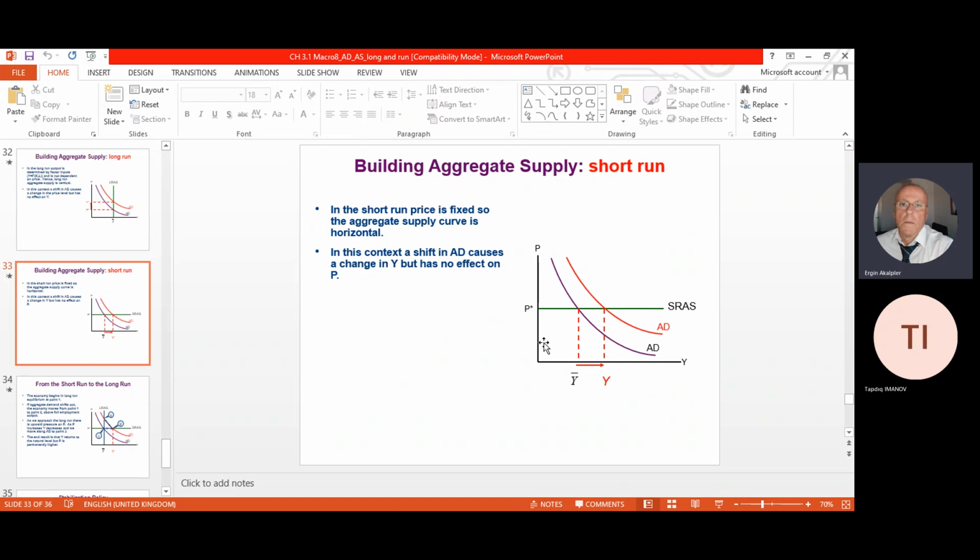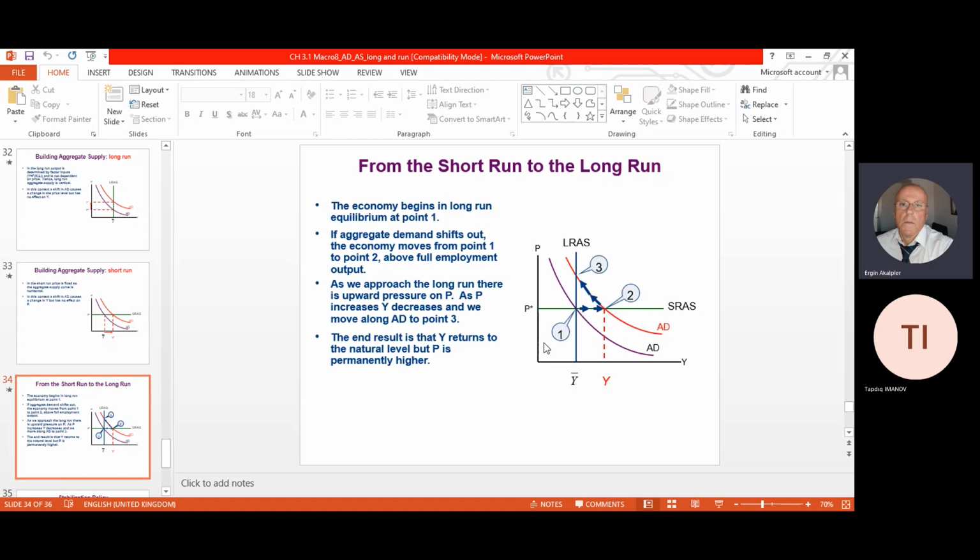And in the short run, price is fixed. As you see, it is a horizontal line in the classical model. The aggregate supply curve is horizontal. In this context, a shift in aggregate demand causes a change in the output but has no effect on the prices, as it is indicated here. Then it is shifting the output from Y1 to Y2. As you see, the red aggregate demand is shifted to the right side.